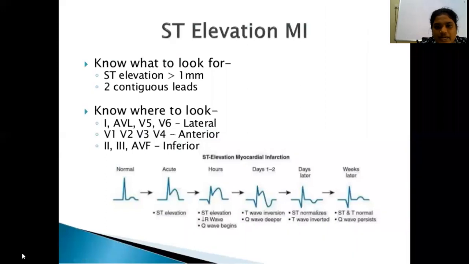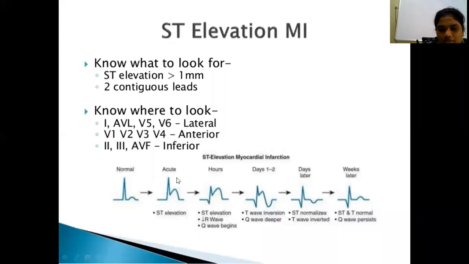So the ST segment elevation in MI. ST segment elevation, if it is more than 1 mm, is significant ST segment elevation, which is seen in 2 consecutive leads. So in the lateral, as I said, V5, V6, AVL, and the first lead we will be seeing. Whereas V1, V2, V3, and V4 are the anterior leads, and 2, 3, AVF are the inferior leads.